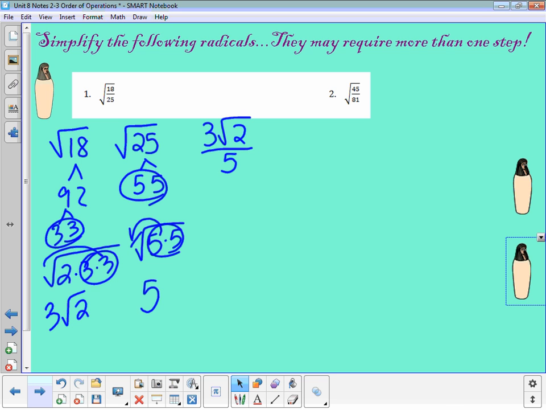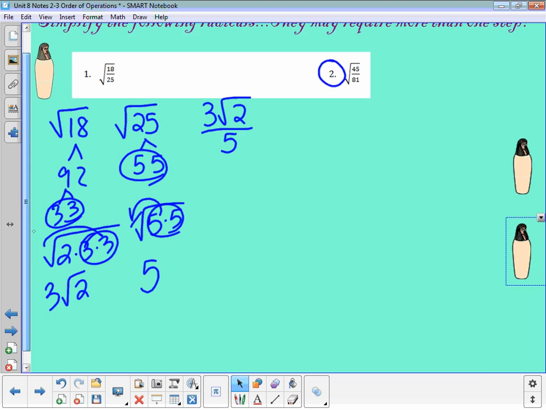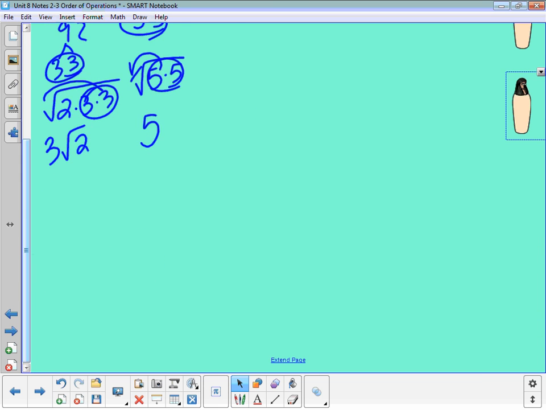Okay, remember, if you think way back to one of the very first note sheets we did this unit, you need to remember that you cannot leave a radical in the denominator. So you cannot have a radical in the denominator. So that is one thing we need to be watching out for today. I'm going to go ahead and have you guys try number 2 on your own. It should work out very similarly to the one I just did.